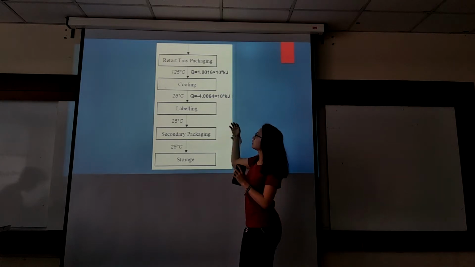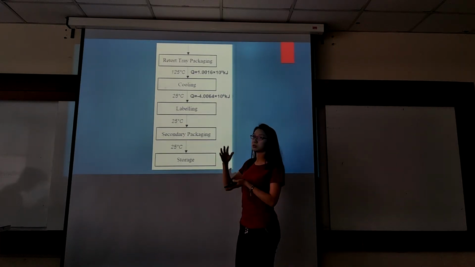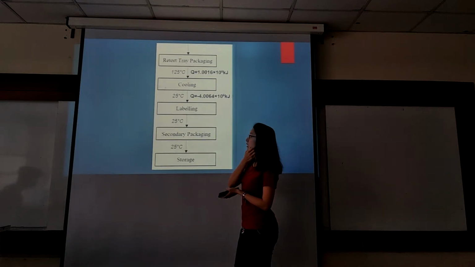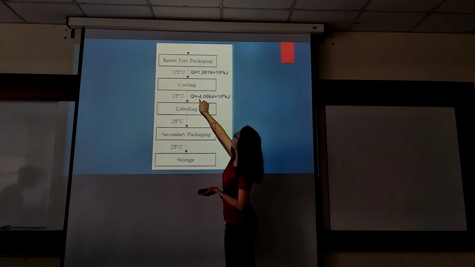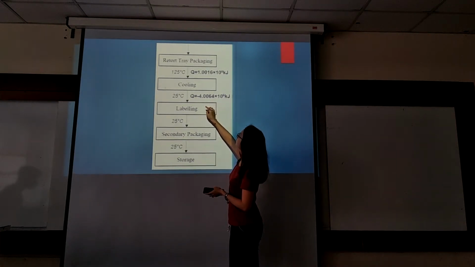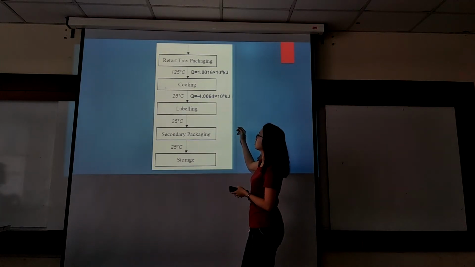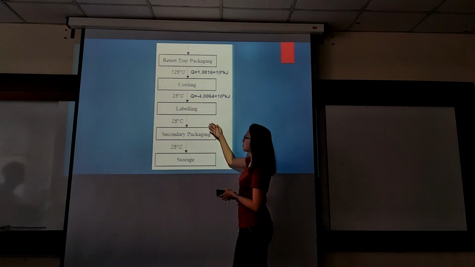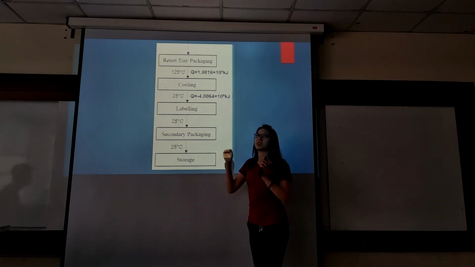So after the retort tray packaging process, it will undergo cooling. The cooling is to room temperature, which is 25 degrees Celsius. So the energy here is negative because the energy is lost. So the Q here is negative 4.0064 times 10 power 6 kJ. And then after that, it undergoes labeling, secondary packaging, and storage. No energy is required here.